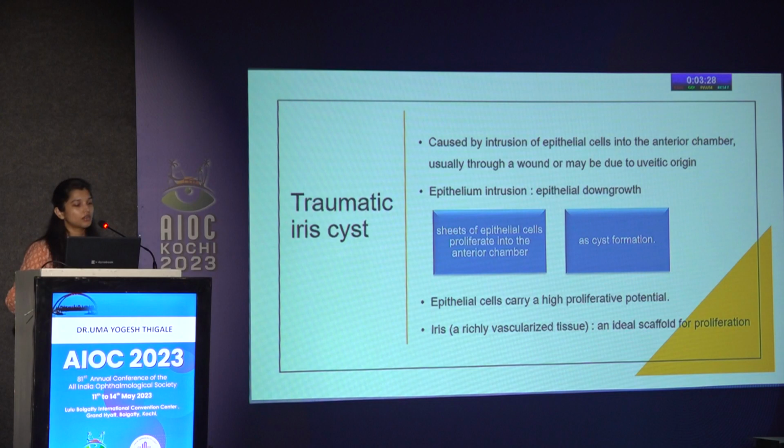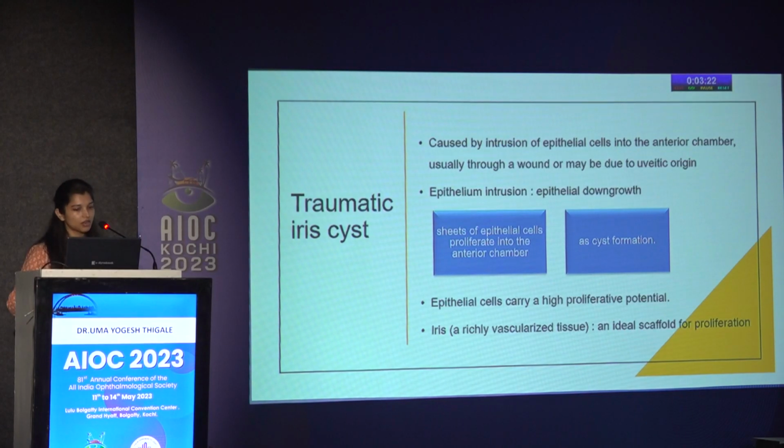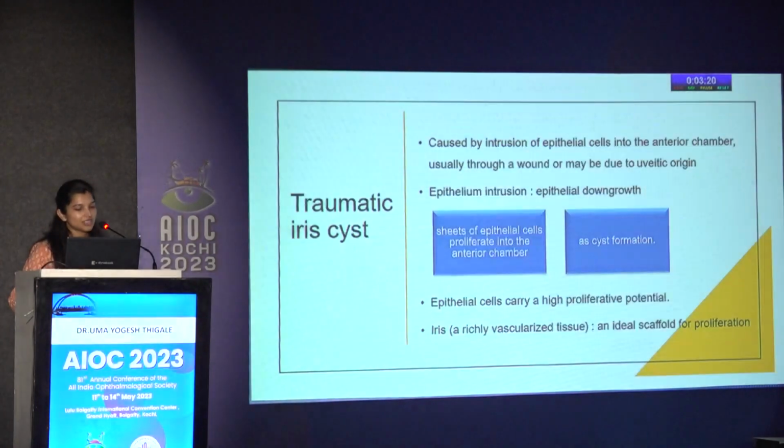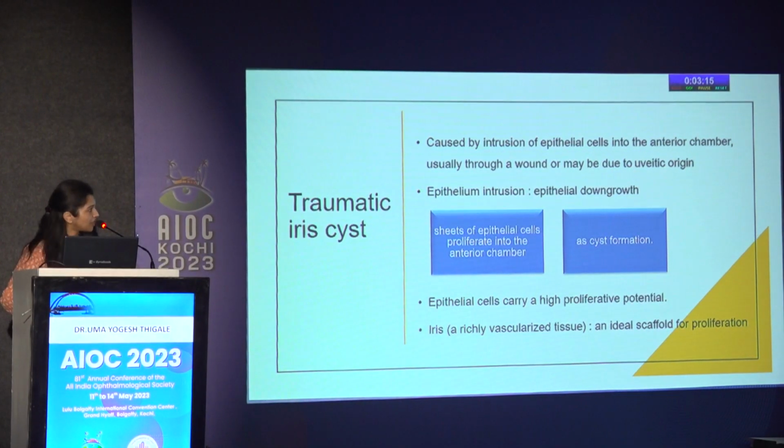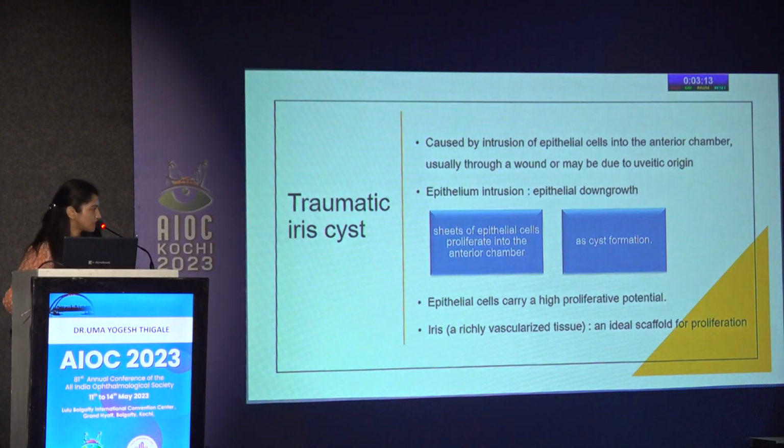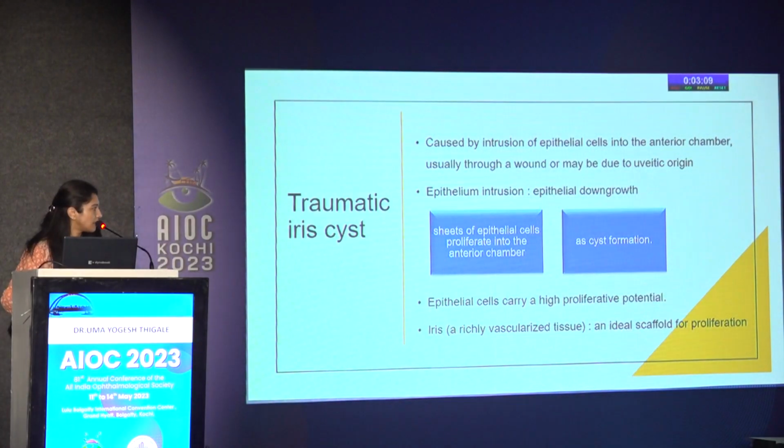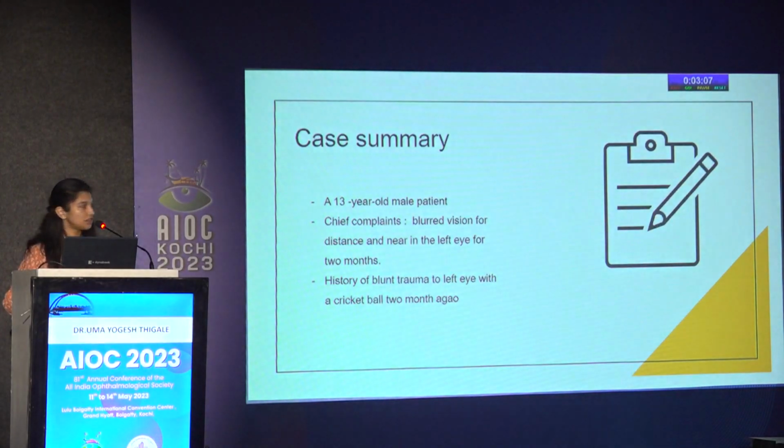What is the pathogenesis of traumatic iris cyst? It is caused by intrusion of epithelial cells into the anterior chamber. The epithelial cells carry a high proliferative potential, so sheets of epithelial cells proliferate into the anterior chamber and lead to cyst formation. Iris, which is a highly vascularized structure, is an ideal scaffold for proliferation of epithelial tissue.